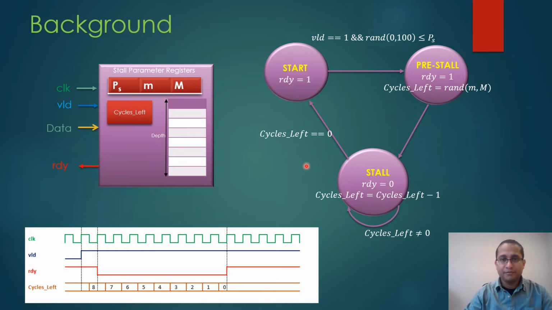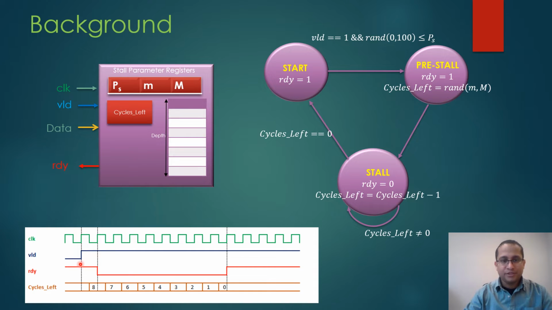The key thing to remember here is that this stalling logic comprises three stall parameter registers: the stall probability and the min-max duration of the stall. A Fifo can get into a stall mode only when a valid arrives. And the stall probability controls the probability that a Fifo will go into the stall mode when the valid arrives. If it goes into the stall mode, then the stall is held for a time duration somewhere between the min-max duration of the stall.